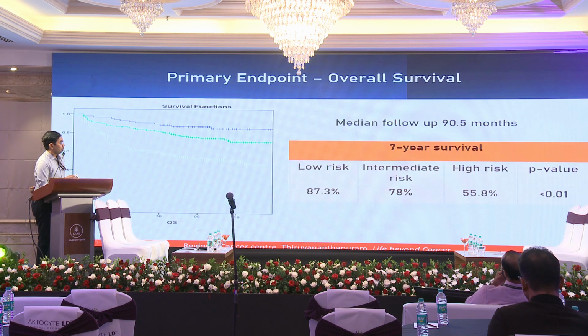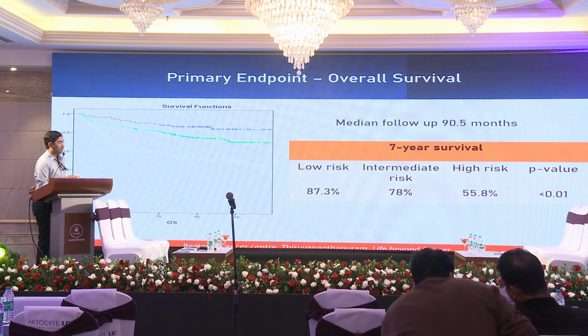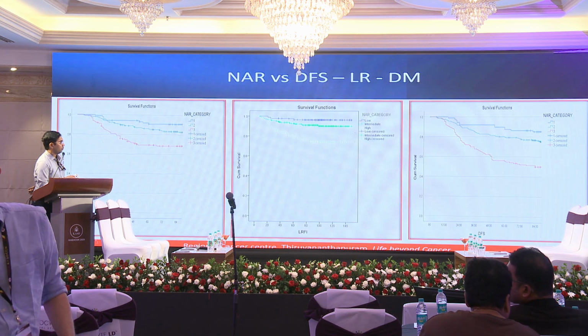My primary endpoint was overall survival. The median follow-up was 90.5 months, and the 7-year survival rate was 87.3% in low risk, 78% in intermediate risk, and 50.8% in high risk. Compared to the original study, there was a difference of about 10% in each group. As I said earlier, in the original NSABP R-04 trial, low risk was 98%, intermediate risk 89%, and high risk 68%. And we had a significant p-value for each group.